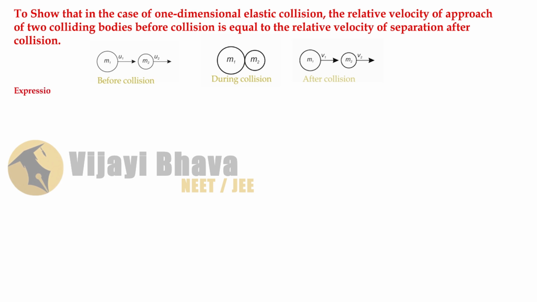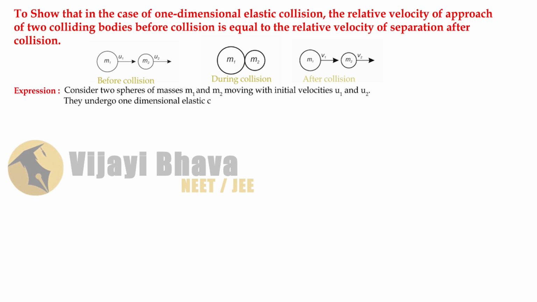To arrive at the expression, consider two spheres of masses m1 and m2 moving with the initial velocities u1 and u2 respectively. They undergo one-dimensional elastic collision. Their final velocities will be v1 and v2 after the collision. Here, let us consider that m2 is less than m1 and u2 is less than u1.